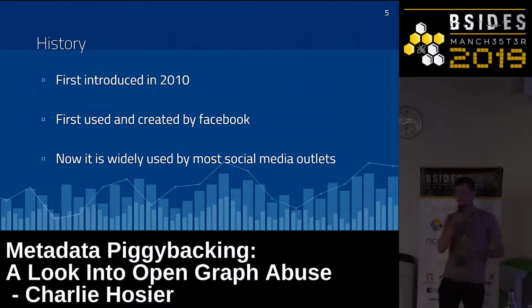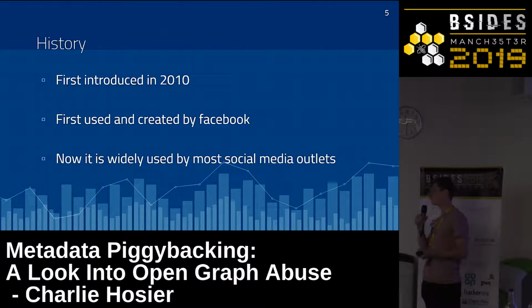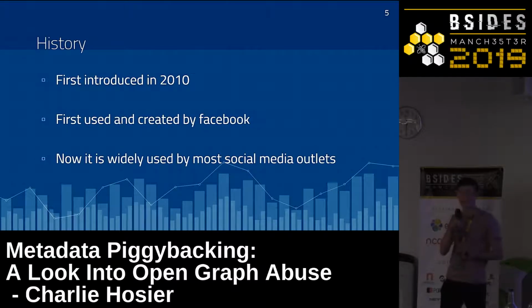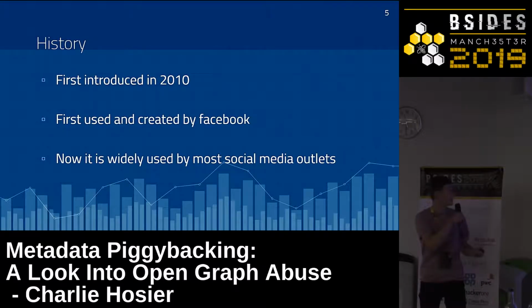So its history, it was first introduced in 2010. It was created by Facebook for Facebook to do this, but now it's widely used by most social media outlets. So Twitter, Discord, any sort of application where you can send a link will most likely use the Open Graph. Some applications have developed their own versions. For example, you can use Twitter cards, and this will create these kind of objects specifically for certain applications.